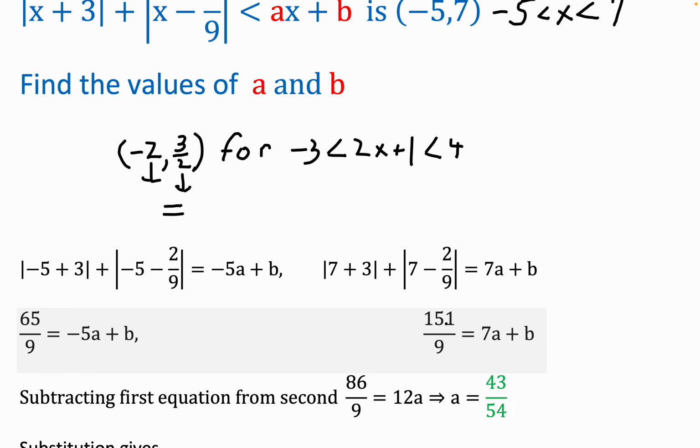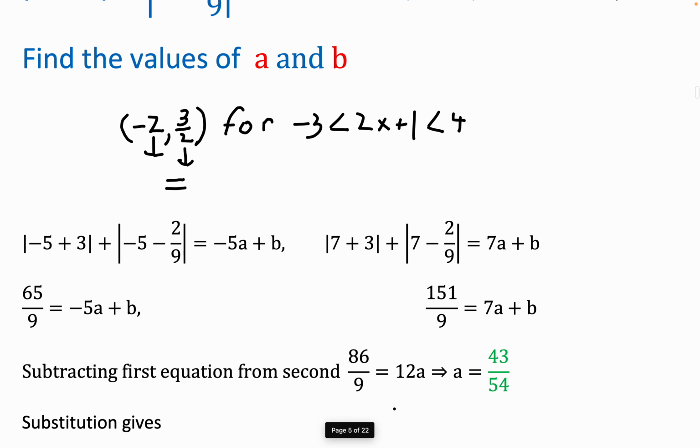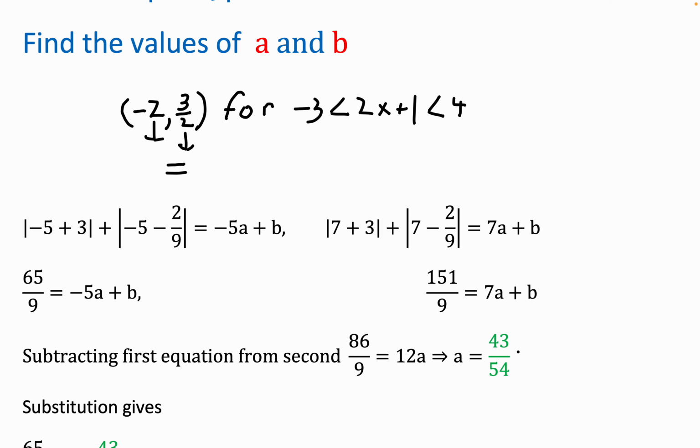151 ninths minus 65 ninths is 86 ninths. 7a minus negative 5a gives you 12a. Now, when you solve that, you get a is equal to 43 over 54. And again, I won't bore you with the details. The arithmetic is tedious but straightforward. And so we already know that a is equal to 43 over 54.